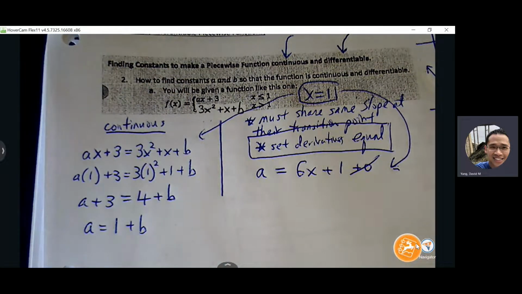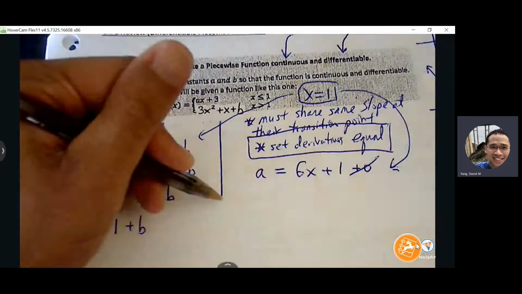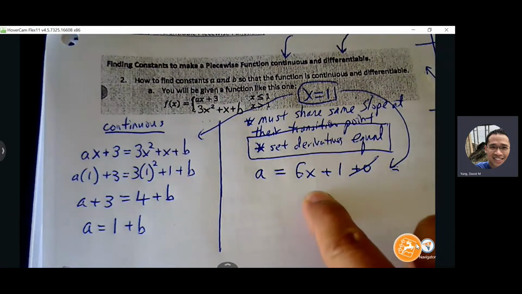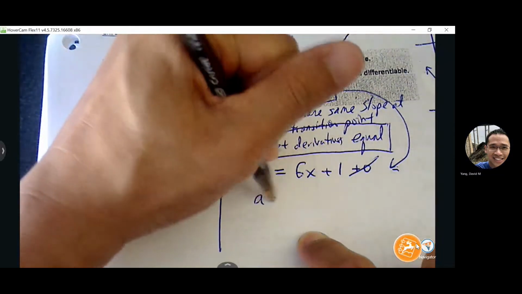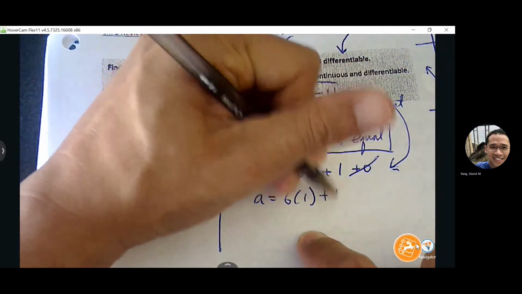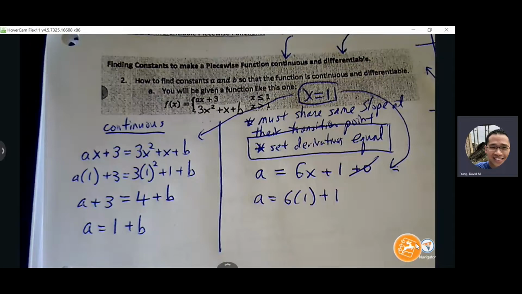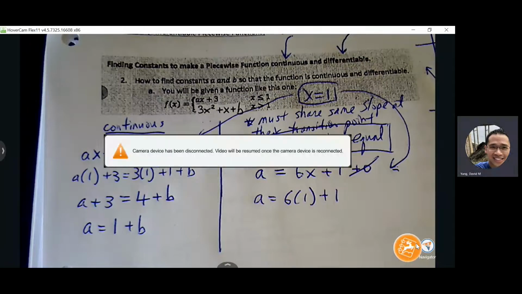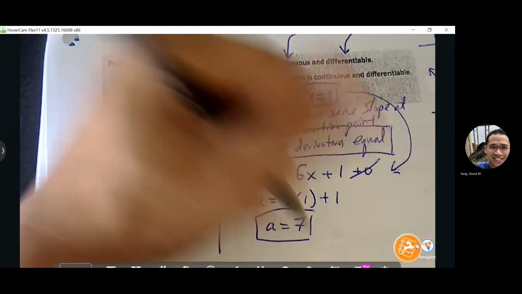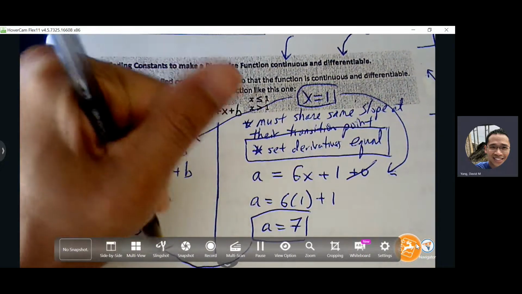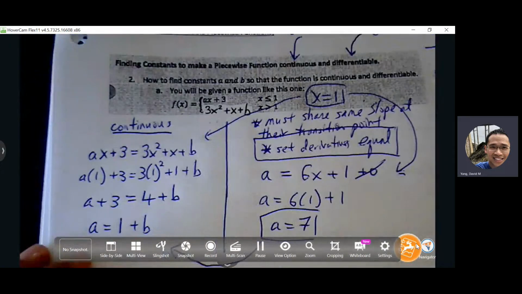So here, the first one, I'm kind of stuck, a equals 1 plus b. I have two missing values, so I'm going to go to my other equation to see if that will help me out. All right, what's a equal to? So if a equals 7, then I can turn back and help me solve for b, right? So therefore b equals.